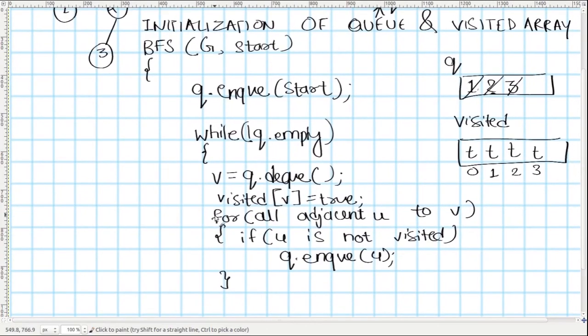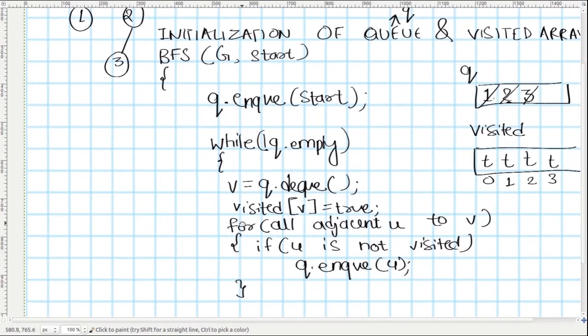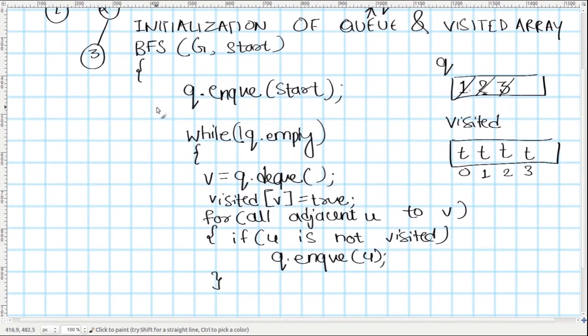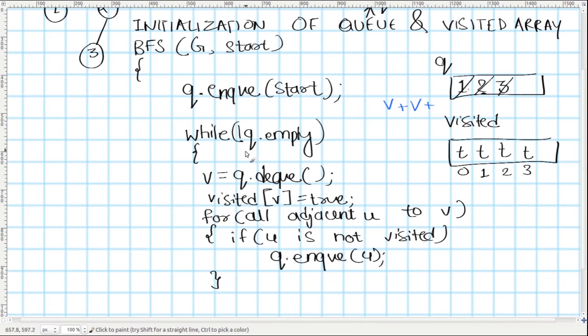Now let's talk about the space complexity for breadth first search. We see that we have a queue that can take almost V elements. V is the number of vertices. Then we have the visited array that can have a maximum of V elements, the number of vertices. Then we have the adjacency list.